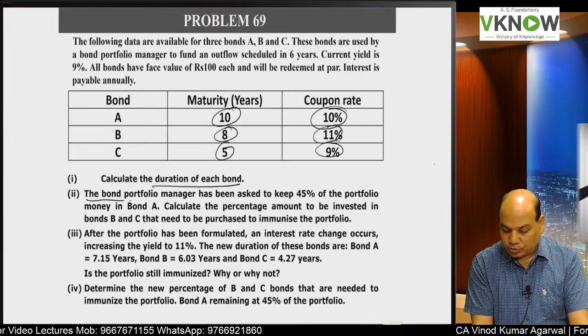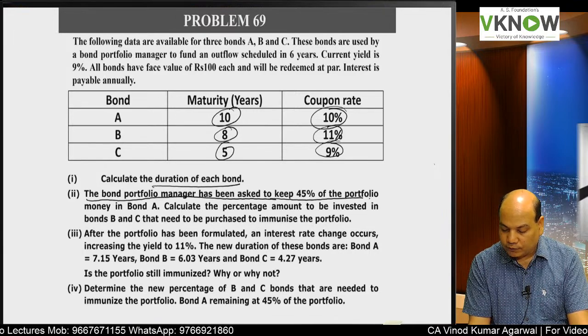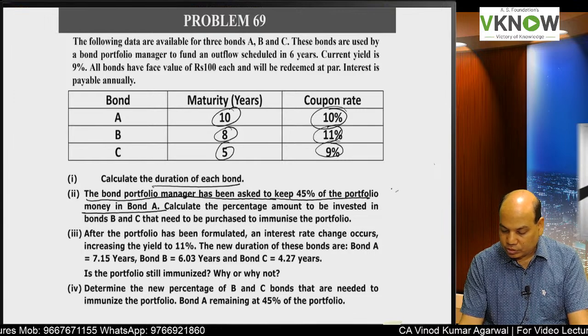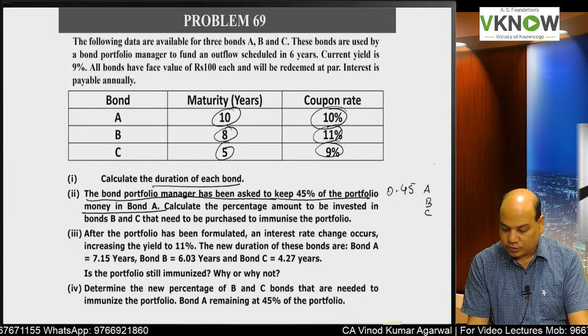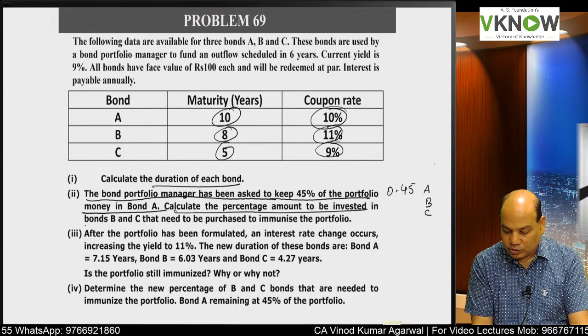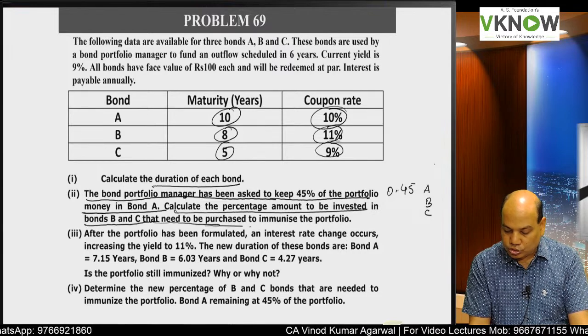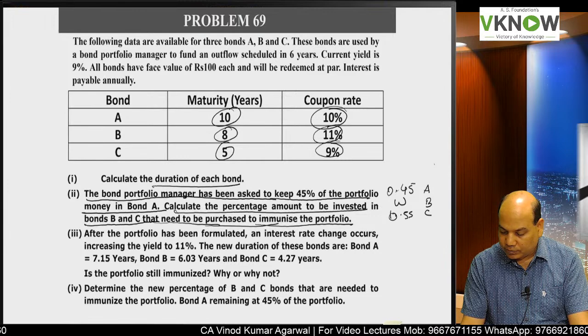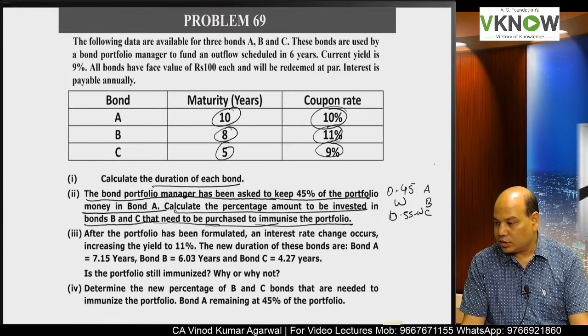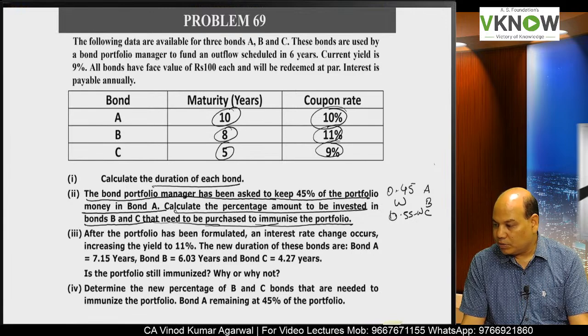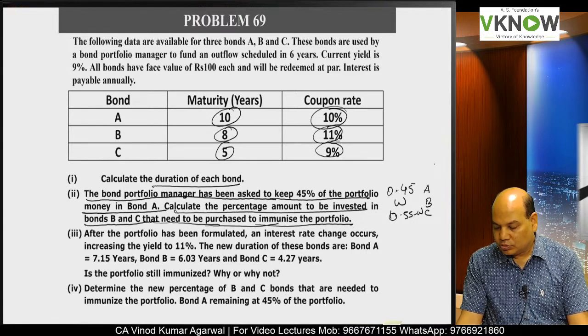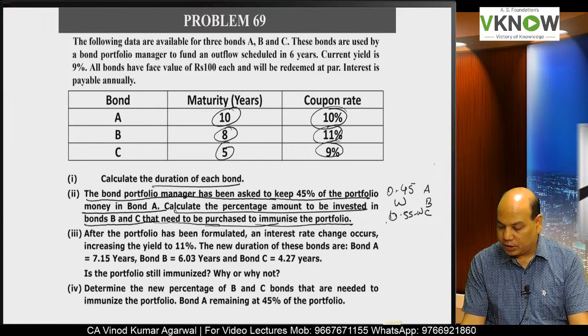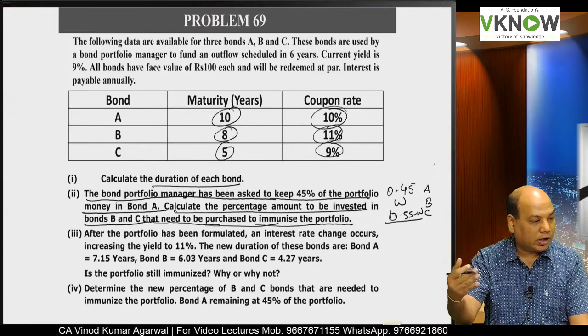Second, the bond portfolio manager has asked to keep 45% in A. So weight of A is 0.45. Weight of B and C you have to find. Calculate the percentage amount to be invested in bond B and C so that the portfolio is immunized. So this you can assume W. This you can assume 0.55 minus W, because first bond is 0.45. B plus C will be 0.55. So C will be 0.55 minus W, same like the one I had solved earlier.